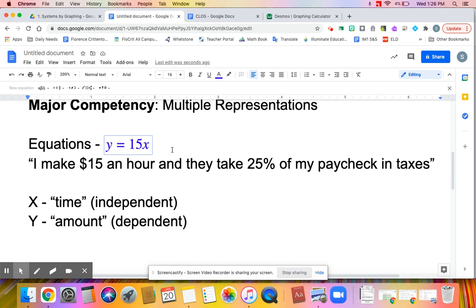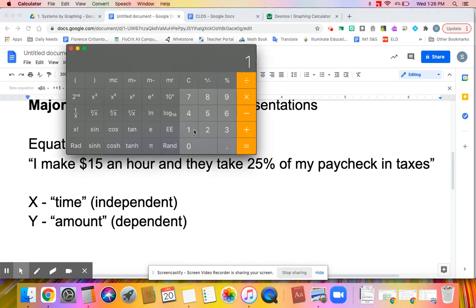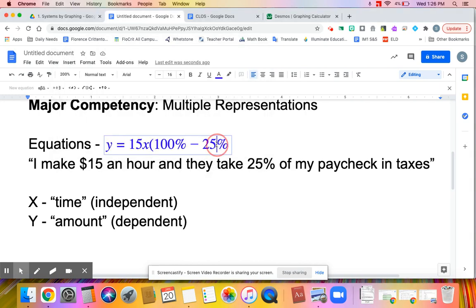However, you're not just going to make that money and take it home because they're going to take away part of your paycheck. So you take it and you multiply it by the fact that your whole 100% of your paycheck is getting minused by 25% of your paycheck because they're taking part of it away. And if you do 100 minus 25, you're still left with 75% of your paycheck at the end of taxes. So really, you're multiplying it by 75% to figure out what's 75% of that.